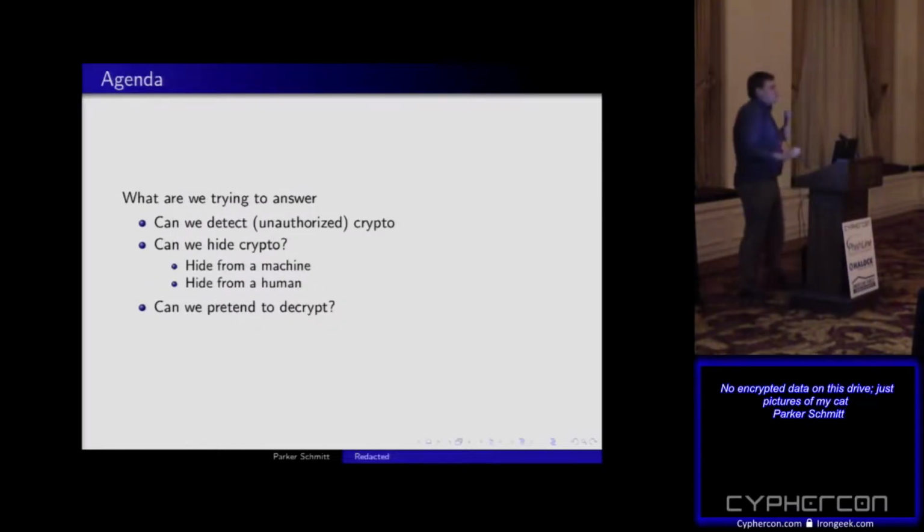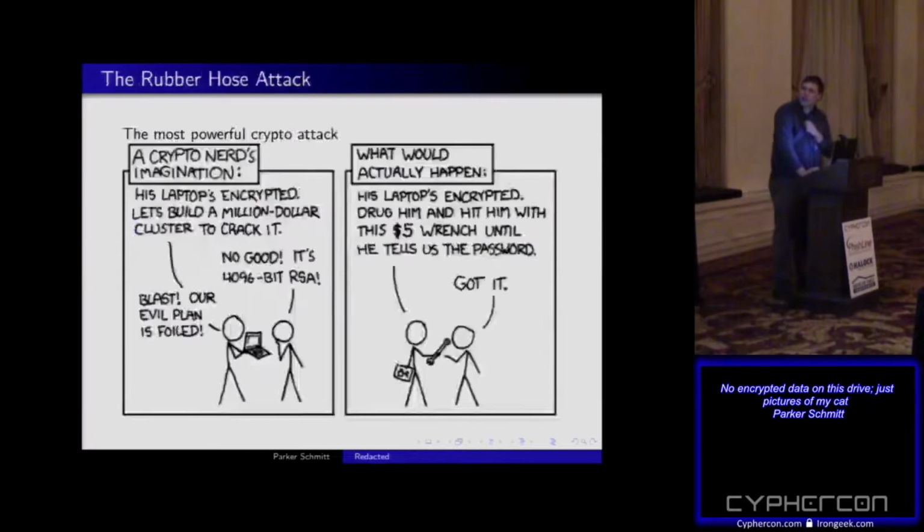So how do we extend this, and how do we defeat the rubber hose attack? That's our goal today, and we want to hide from a machine and hide from a human, which is actually very different, as we will go into. So what is the rubber hose attack? This XKCD pretty much sums up the most powerful attack on crypto. Though also that guy should not have been using RSA. That was the wrong cipher. You want to use a public key there, and it's too slow. But besides that, the hammer works very well.